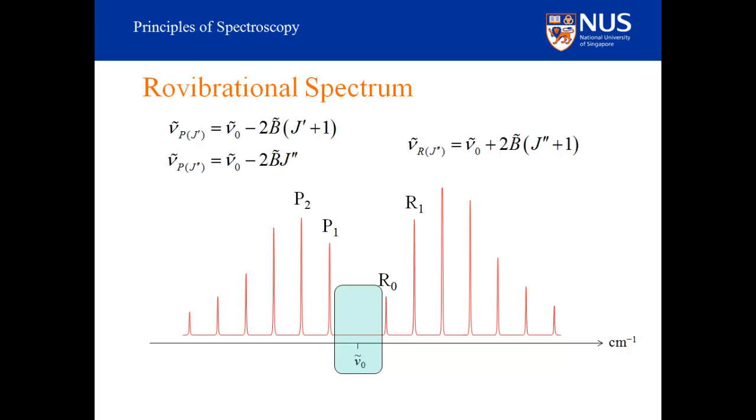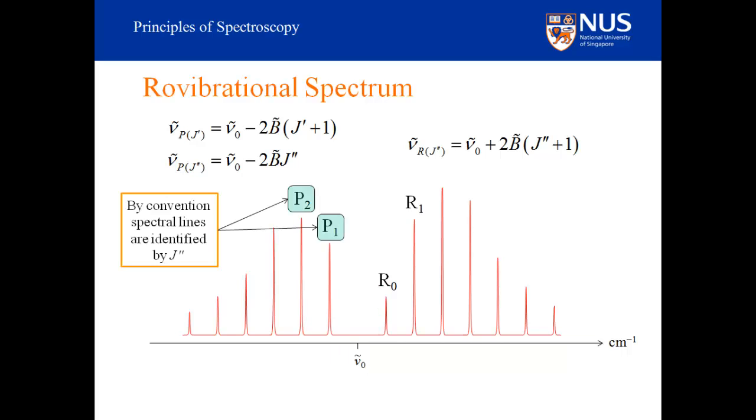The number refers to the initial level. This type of convention is consistent throughout spectroscopy. The numbers that we generally use when we try to label a spectral line refer to the initial state. The line labelled R0 is for the transition from J equals 0 to J equals 1, and the line labelled R1 is for the transition from J equals 1 to J equals 2, etc. Similarly, in the P branch, the line labelled P1 is for the transition from J equals 1 to J equals 0, and the line labelled P2 is for the transition from J equals 2 to J equals 1, etc. The number identifies the initial rotational level.